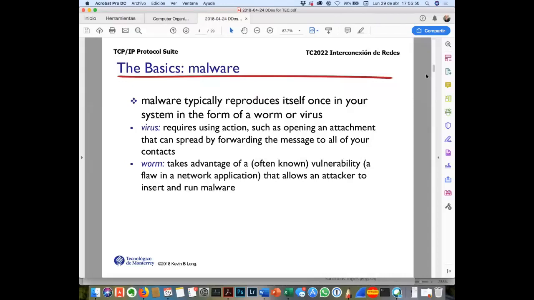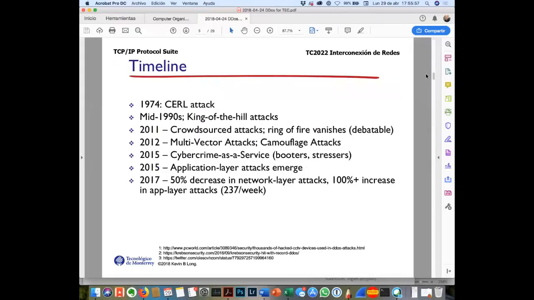So 100,000 of them were infected and then brought down a DNS service provider for the better part of the day and a third of the internet. So there's lots of things that have been going on. One of the things I'll show you guys is cybercrime as a service, believe it or not. And there have been lots of app layer attacks replacing a lot of the ones for the network.